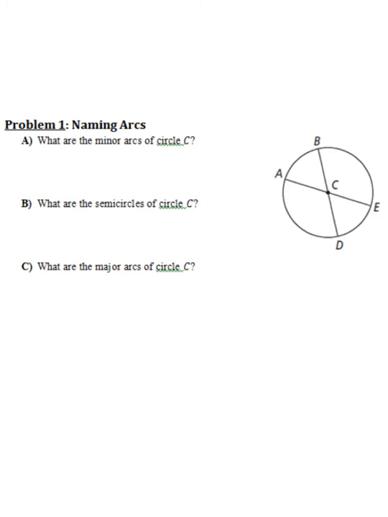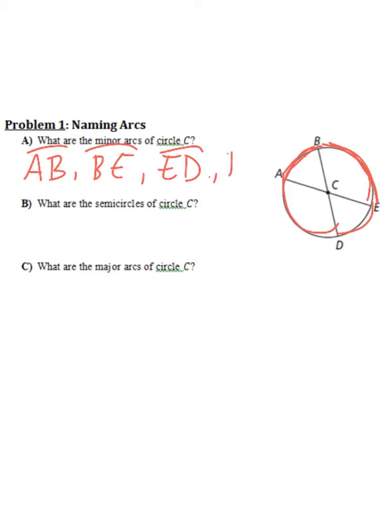So if we are given a picture here and we're asked to name the arcs, if I want to name the minor arcs of C, I have to label all of the arcs that are less than 180 degrees. Well, one of them here is AB. I could also have BE. I could have ED. And I could have DA.